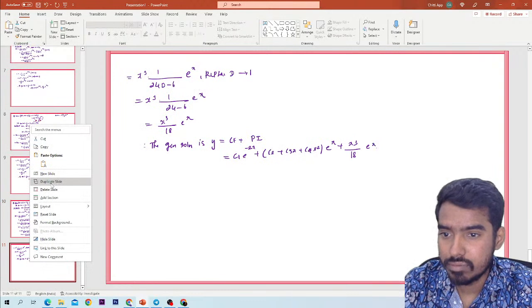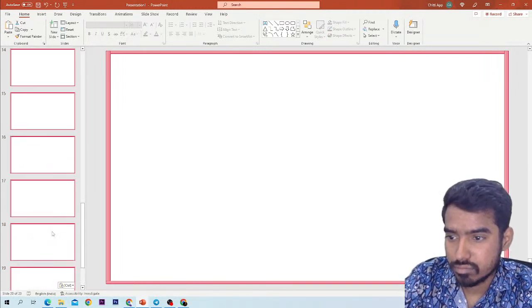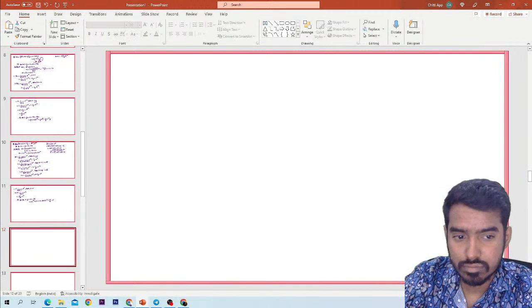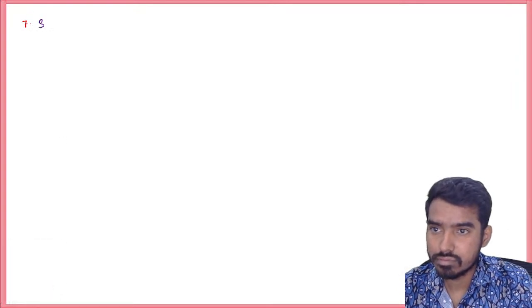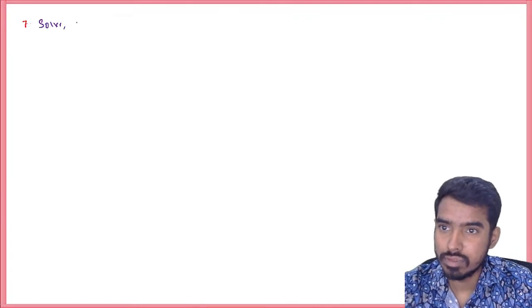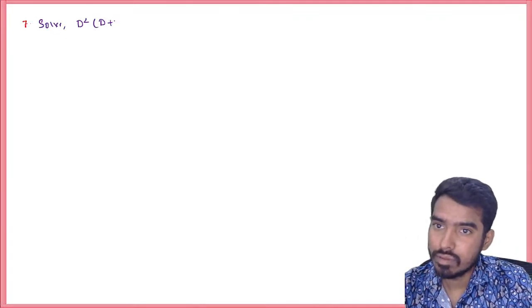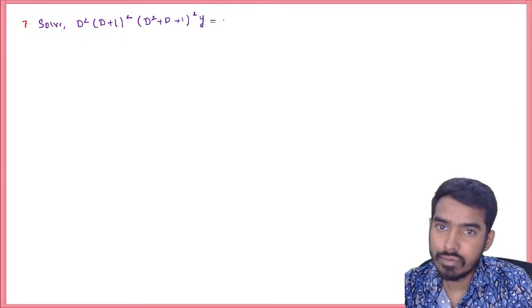We want to solve the problem. Solve D square (D plus 1) whole square (D square plus D plus 1) whole square of y is equal to e power x, right?